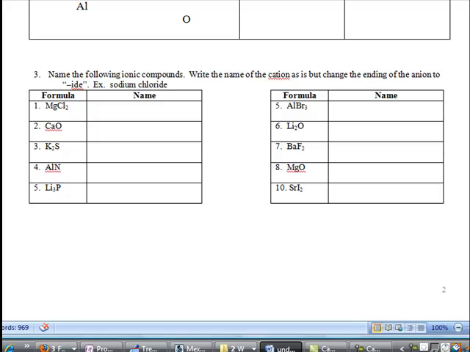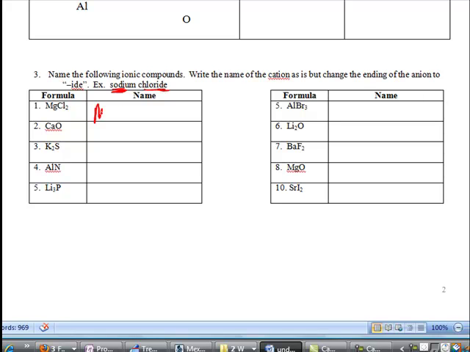Okay, the next section, part 3. Part 3 is just naming these guys, and this is super easy. You've been familiar with this for years already. You know that NaCl is sodium chloride. You know that you write the first word, or say the first word just like it is, and then you change the ending of the second word to "ide."